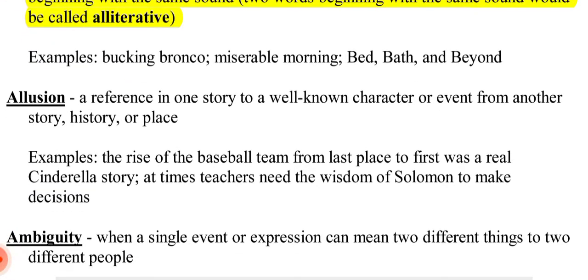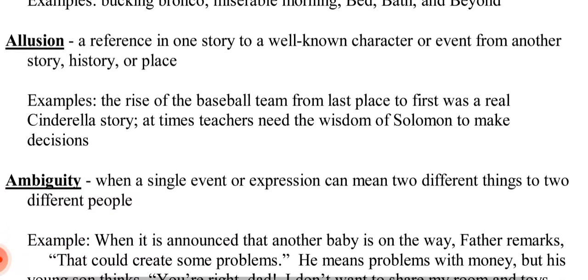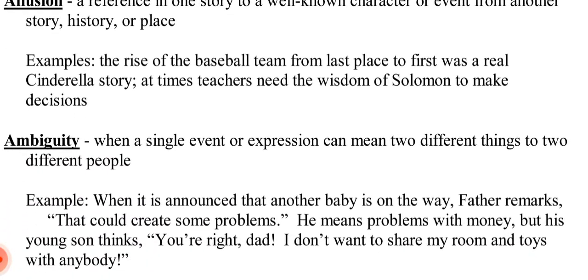Okay. Now, what is ambiguity? Ambiguity is also a literary device. Ambiguity means when a single event or expression can mean two different things to two different people. For example, the teacher has said one thing, but the girl student and the boy student both understood it differently. So that will be an ambiguity. Okay. For example, let's see here. When it is announced that another baby is on the way, father makes remarks that could create some problems. He means problems with money, but his young son thinks, you are right, dad, I don't want to share my room and toys with anybody. So there is a kind of ambiguity in literature.